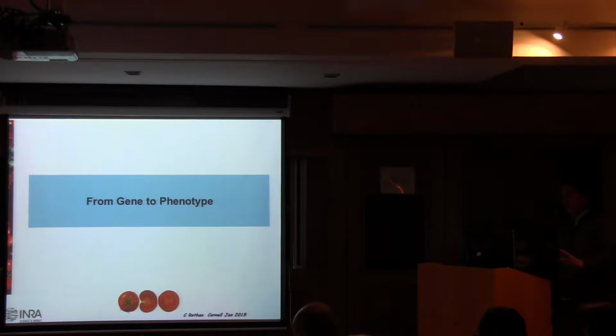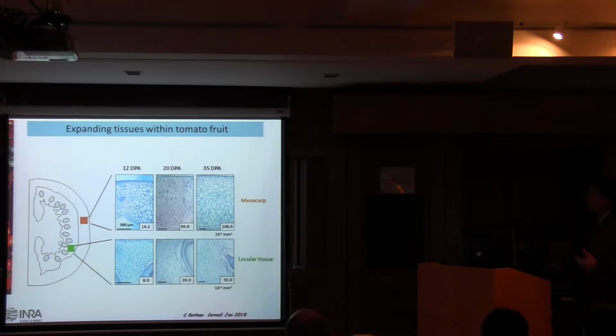So I will talk about two strategies that we have been using in the last years. The first one going from identifying candidate genes and going to the phenotype. And this is, as I said before, unpublished results. We are still working on that, but I will show you how we try to tackle this question.